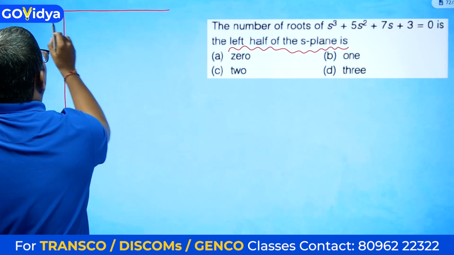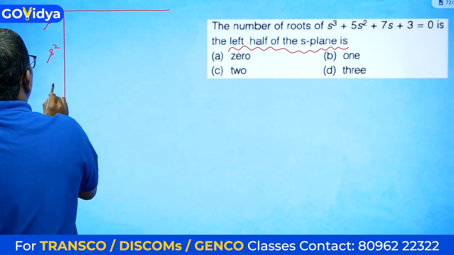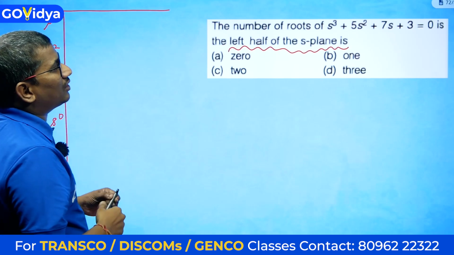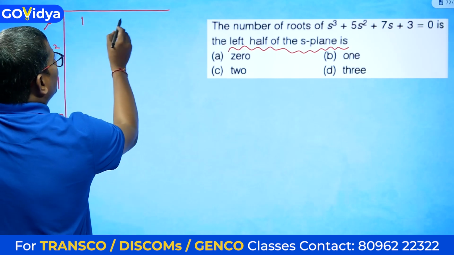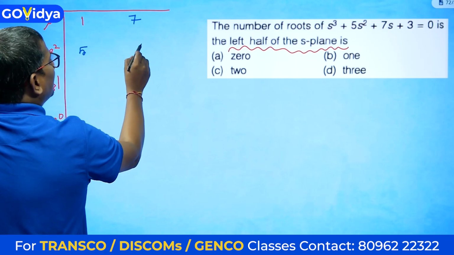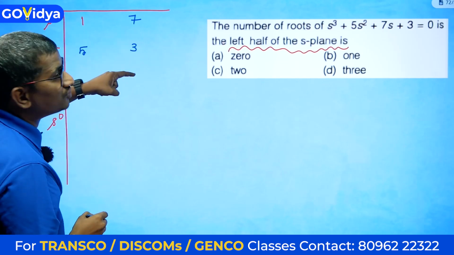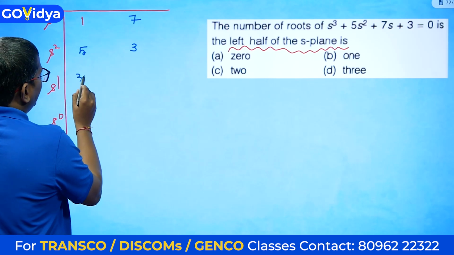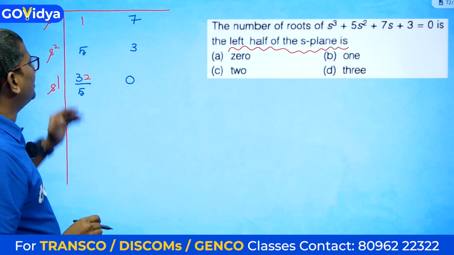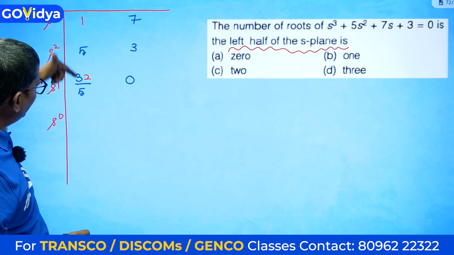Take the Routh's table. S cube, S square, S power 1, S power 0. So what are all those values? 1 and 7, 5 and 3. Now you do it. 5 7s are 35, 35 minus 3, 32. 32 divided by 5, and this is 0. Correct? 5 7s are 35 minus 3, so 32 divided by 5.